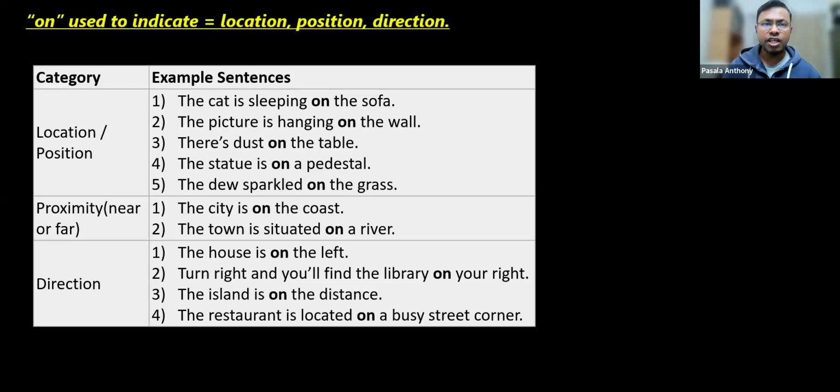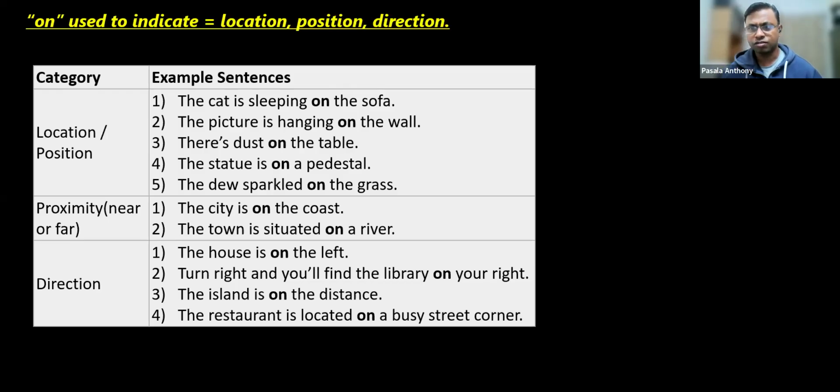On is used to indicate location, position, direction. Just now we have seen the same thing, so we'll go quickly because we already know. Location: the cat is sleeping on the sofa. There's a touch; the cat is touching the sofa. It's a physical thing we can easily see. "The cat is sleeping above the sofa" is the wrong answer. Above the sofa means like top.